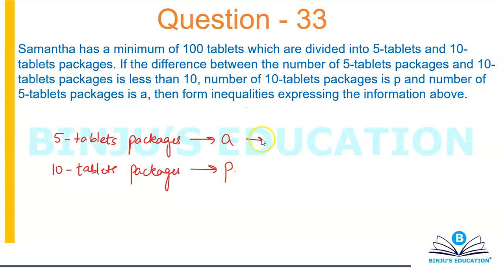Okay, now if I have a total of A 5 tablet packages, can I say the total number of tablets in this would be 5A, and in case of 10 it will be basically 10P? Because I have a total of P 10 tablet packages, each containing 10 tablets, so the total will be 10P tablets. Now I have a total of 100 tablets, which means one equation I can form is 5A plus 10P equal to 100. Or you can divide both sides by 5 and write this as A plus 2P is equal to 20.